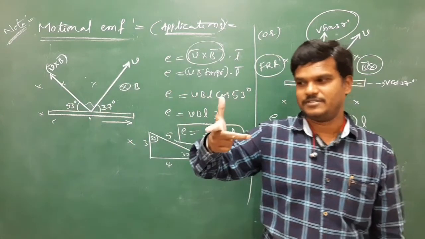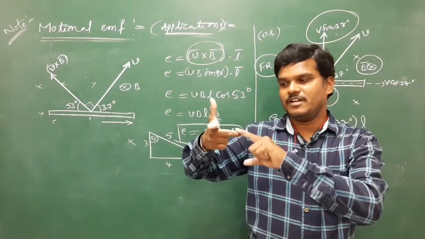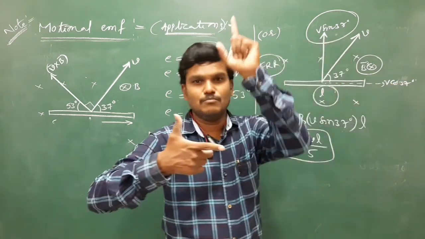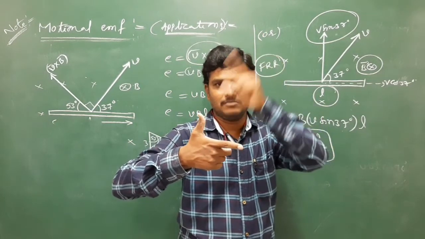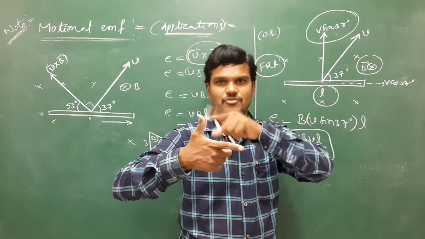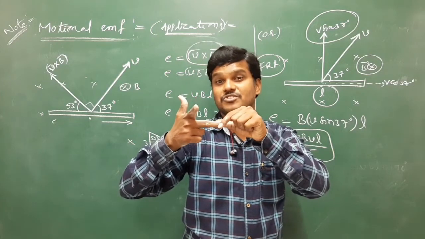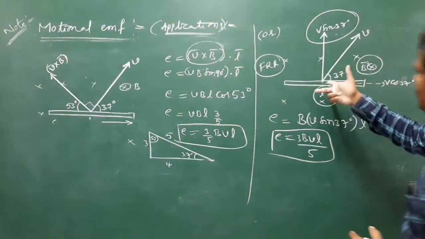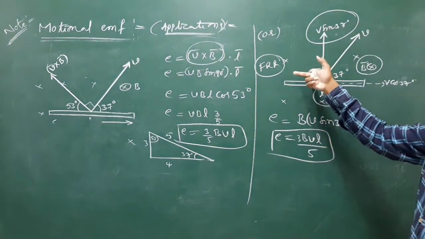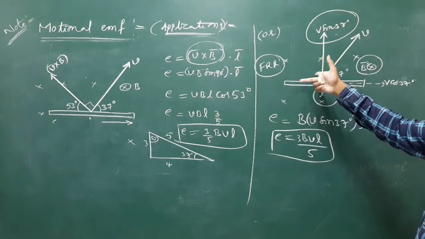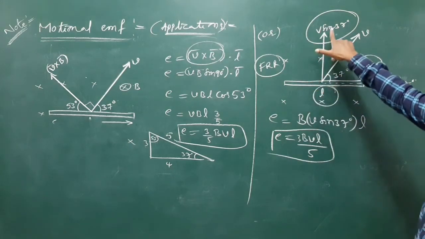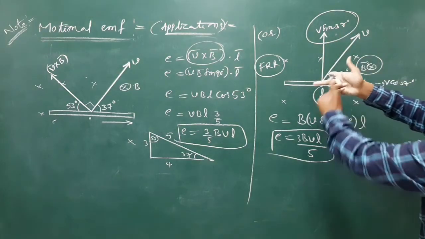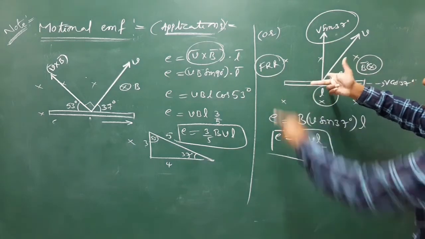Stretch the right hand like this: forefinger, middle finger, thumb. The forefinger indicates the magnetic field, and the thumb the motion of the conductor. The middle finger shows the motion of the charge, which is the induced current. Here the field is into the board, and the conductor is moving up. This finger shows the direction of the induced current.